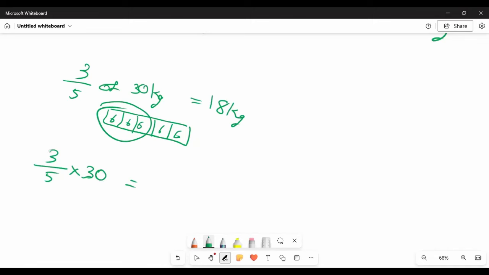Instead of simplifying, first we can multiply numerator to numerator. 30 into 3 is going to give you 90. So we have 90 divided by 5. This will also give you the same answer, 18. All right. Understood this concept? Like from a whole, we have to find the portion.